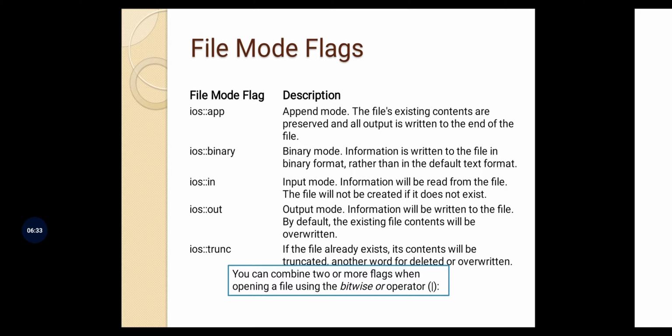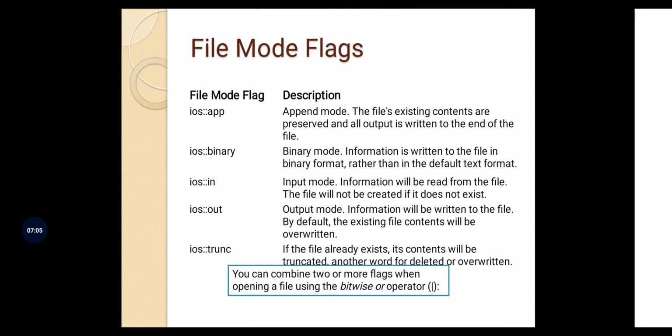Then you also have a binary mode. Remember, in the last class I talked about two fundamental file types: one is the binary file and the other is a text file. So if you want to open a file in binary mode, you have to use ios::binary. Similarly, you have ios::in, which is the input mode, used for reading, and ios::out is the output mode, which is for writing onto a file.